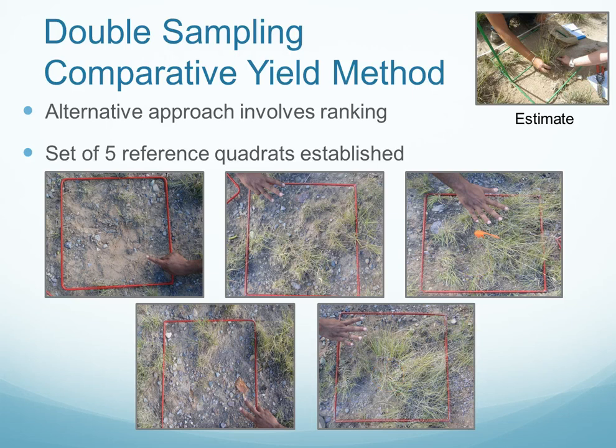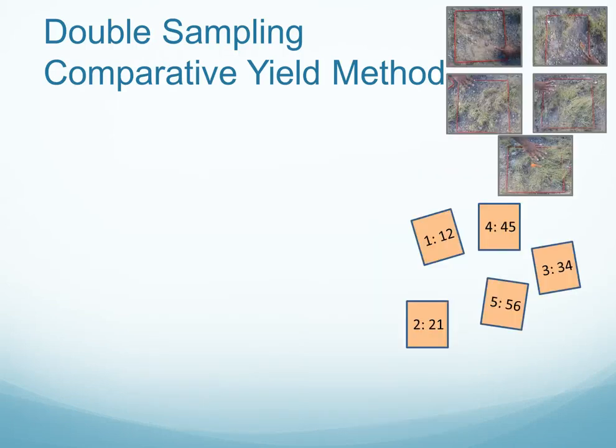Usually this is an iterative process where you establish your reference quadrats and then you have to clip them to make sure that you are doing a good job of estimating the amount of material that's in each quadrat. If you've clipped them, that means that you have to go back and reestablish them. But eventually you end up with a set of 5 reference quadrats that you leave in the field while you are doing your estimation using the comparative yield method.